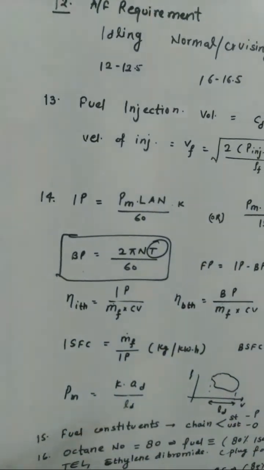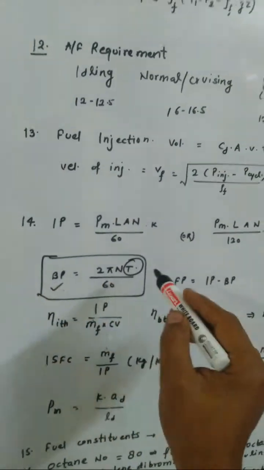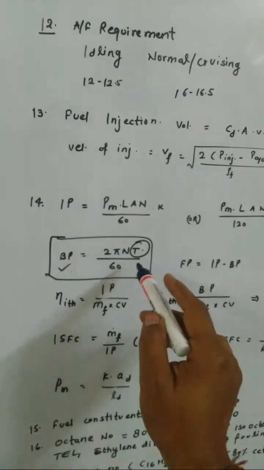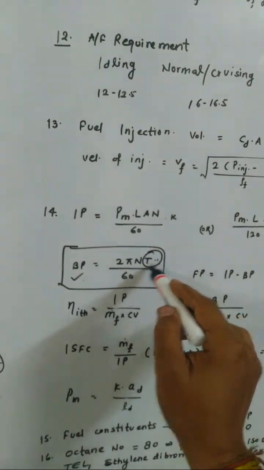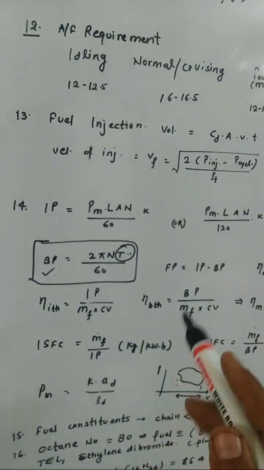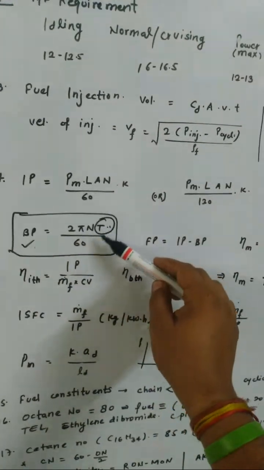With the help of that arrangement, we measured the torque, and using this formula we told that this is the brake power. If you remember, in college we have done this experiment. We measure the torque and then calculate. Torque is being measured and brake power was being calculated with the help of this formula. So this is 2 pi N T by 60.